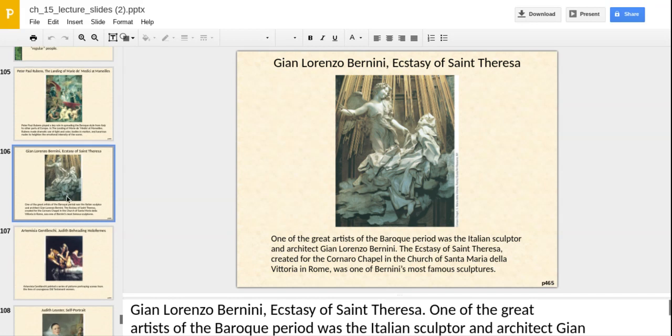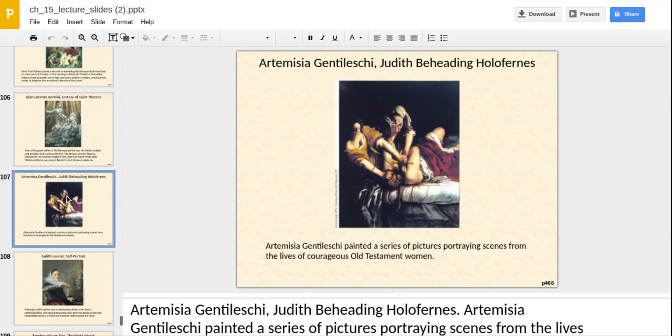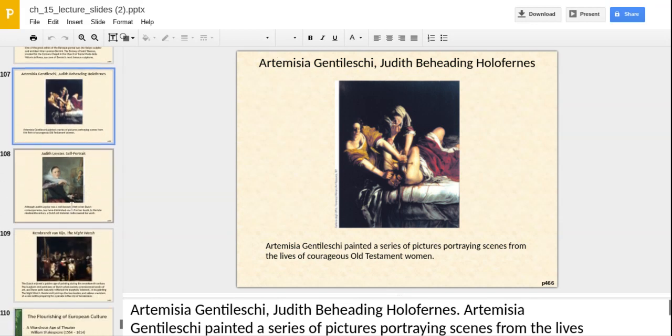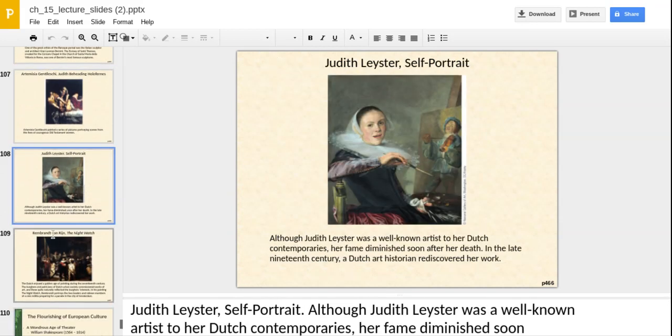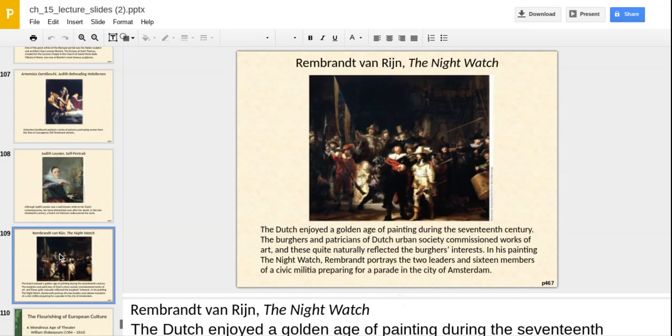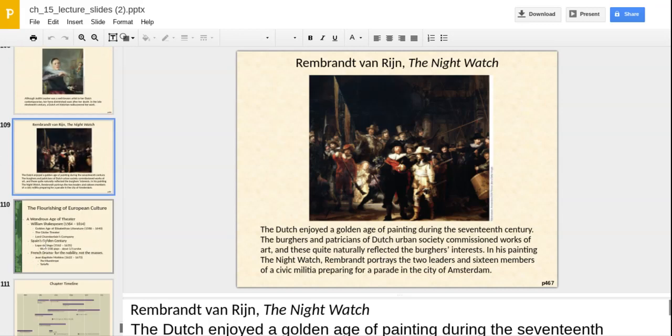All right. Let's get some more artwork here. Oh, there's Artemisia, Judith, one of our favorites, right? All right, there's Rembrandt. And you see the use of lights and darks. Not a whole lot of color in this picture, just a little bit of red right here. The rest of it is light and dark.